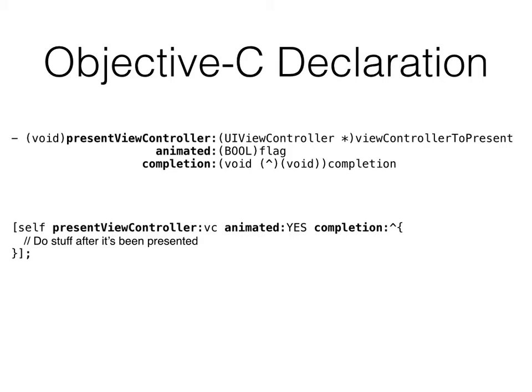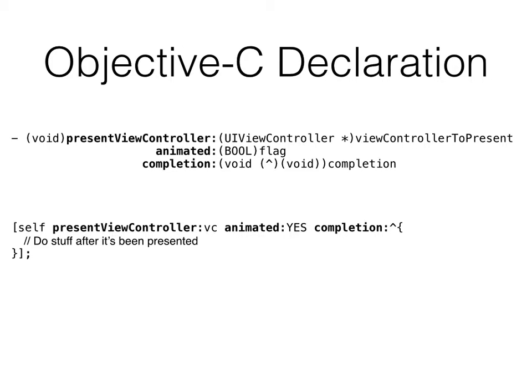This is a method declaration at the top there. The method is called present view controller animated completion. That is, the parameter names in a method are a part of the method's name. When you call it, the second line down there, starting with self present view controller, you actually call out every parameter name, which gets matched with the argument value.